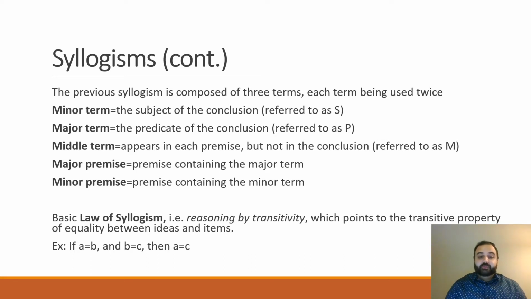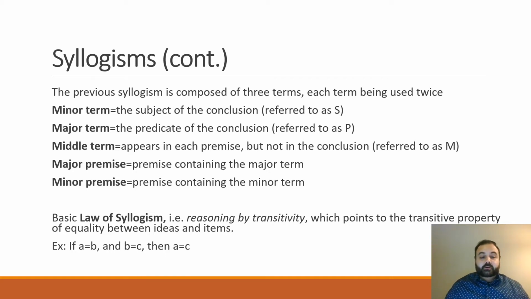That if A equals B and B equals C, then A equals C. So it's showing the property of equality between A and C by comparing it to this middle term, B. So if you note, B is not in the final conclusion. The final conclusion is A equals C. And so in this way, you think about it in terms of the minor, major, and middle term.